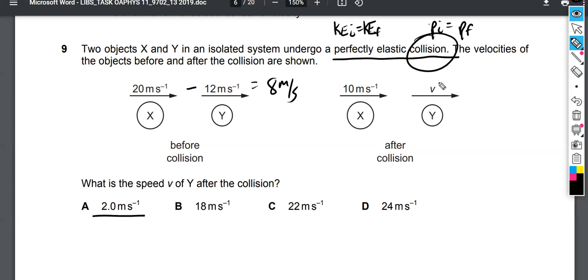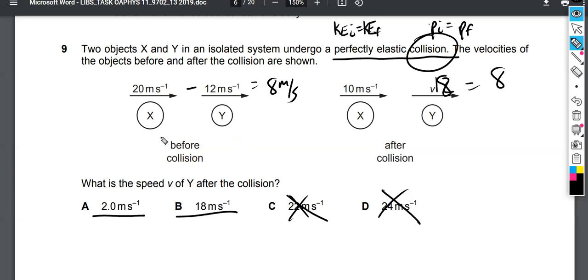If you try 2 meters per second for V, you find that 10 minus 2 is indeed 8 meters per second. We also find that we get a relative speed of separation by using choice B. 18 minus 10 also gives an answer of 8. So both A and B mathematically solve the correct relative speed of separation. Choices C and D we could discard as obviously incorrect. So the question becomes, which one of these velocities is the correct one for Y?